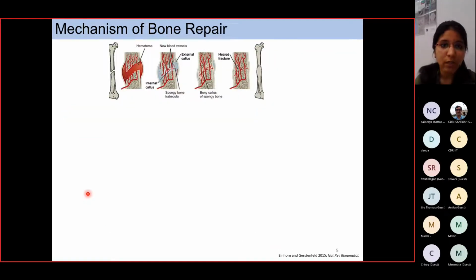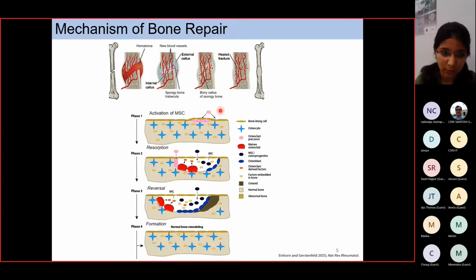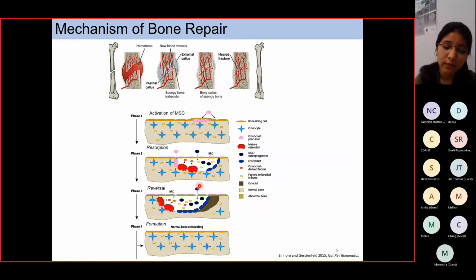So whenever there's a bone defect or bone injury, there's always a development of a hematoma, which in turn leads to the cascade of various pathways which leads to the healing of a bone naturally, which involves the activation of the progenitor cells, the active resorption of the existing bone, then the reversal, as well as the formation. This is a general mechanism for the healing of a healthy bone. But what happens when the bone loses its ability to heal on its own?